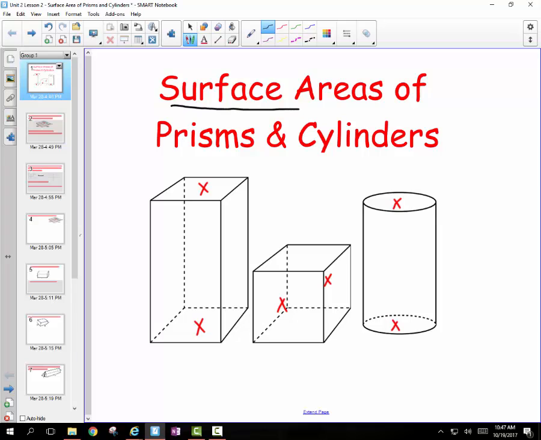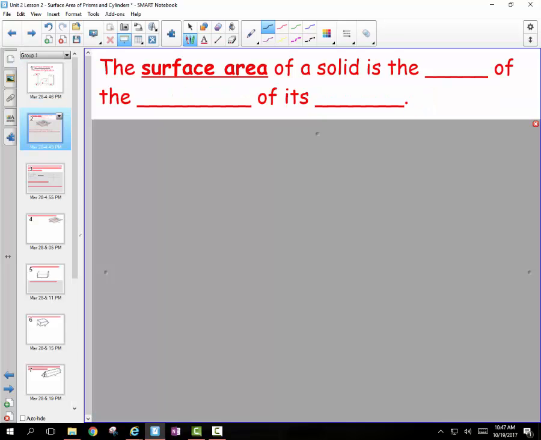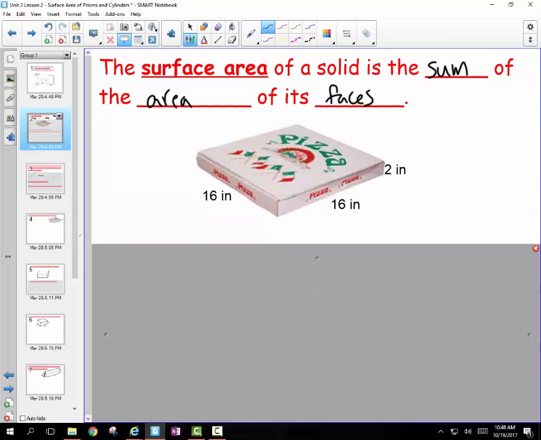Hopefully we're paying attention and following along, and hopefully your notes look like my notes so you know what you're doing for the next couple days. So the surface area of a solid is simply the sum of the area of its faces. It's not overly complicated, but when I find the surface area of a solid, I want to find the area of every face on that solid, and then I want to add them all up, and it's the area of the surface of the solid. That's where surface area comes from.